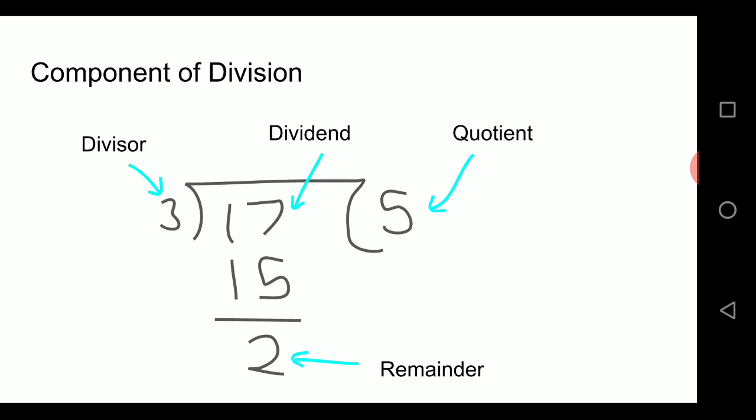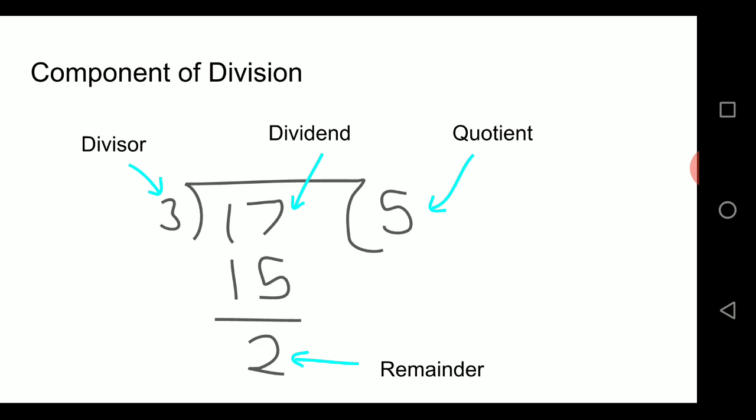So if I want to divide 17, I have to look for the number which is closest to 17, and I'm going to get that only if I multiply the divisor and the quotient. 3 into 5 will give me 15. I write it down, and then I subtract 15 from 17. If I subtract them, I'm going to get the remainder, which is 2. So these are the components of division.